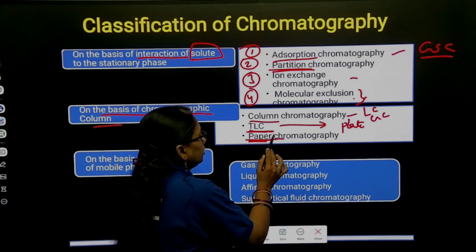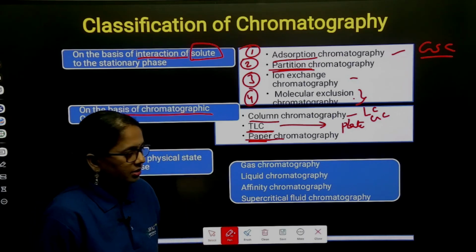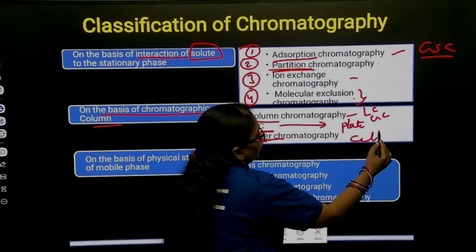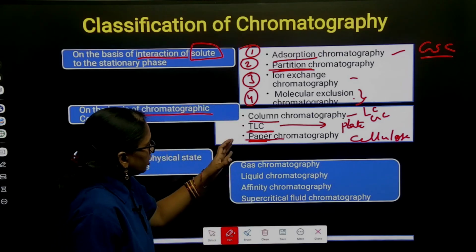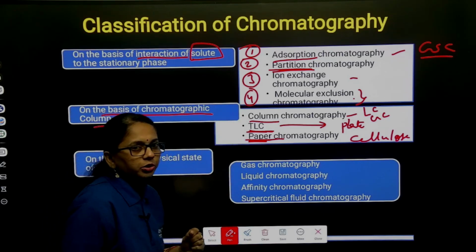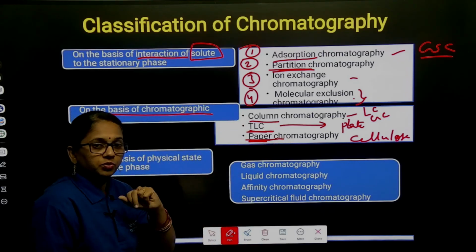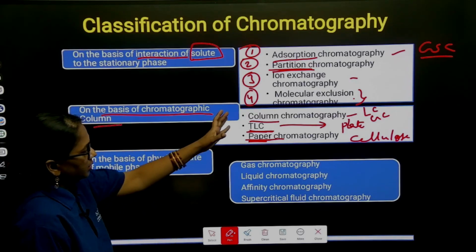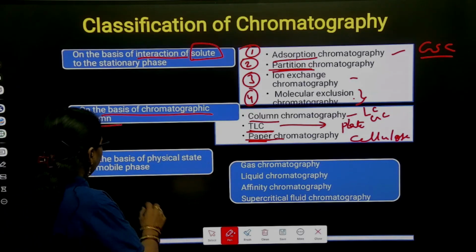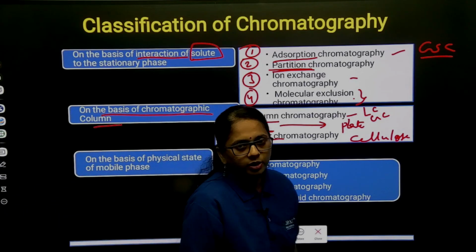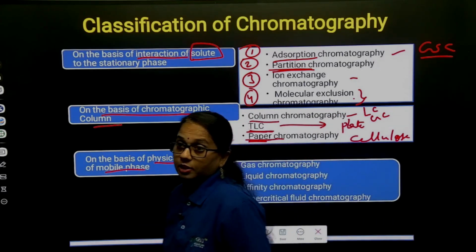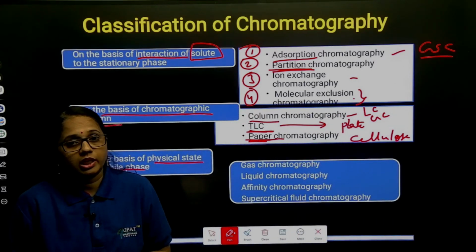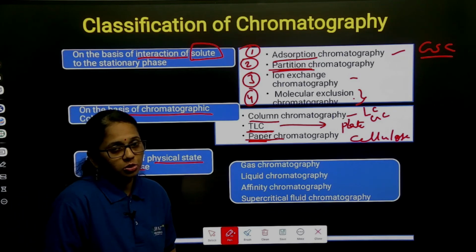And here paper chromatography means the cellulose papers are going to be used as stationary phases. So based on the different types of the columns, the classification has been in 3 ways. Next, third classification on the basis of physical state of the mobile phase. That means in what state the mobile phase is going to be used.